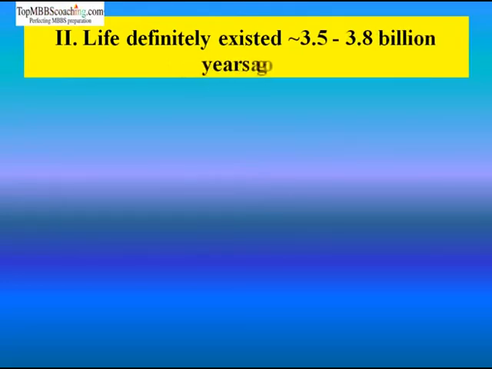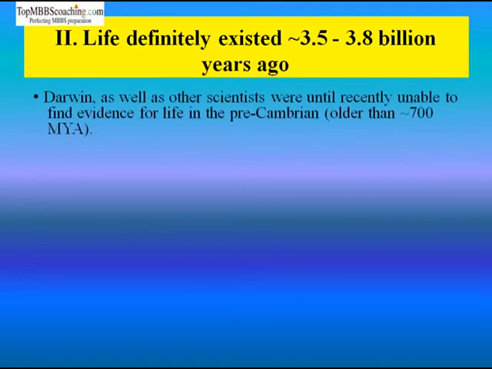Second point is, life definitely existed approximately 3.5 to 3.8 billion years ago. Darwin as well as other scientists were until recently unable to find evidence for life in the Precambrian period or era. You also heard the name of Darwin, who gave the theory of Darwinism. So Darwin and other scientists were until recently unable to find evidence for life in the Precambrian era.